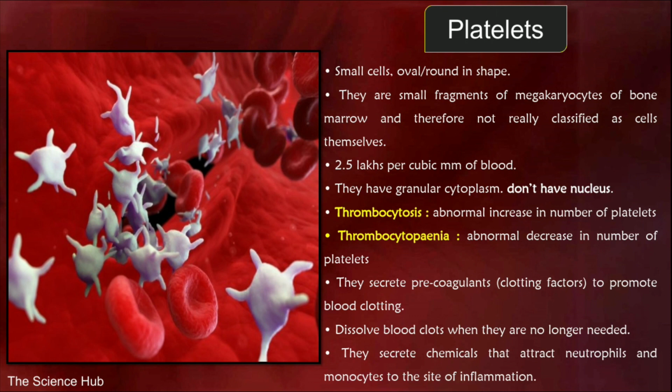Platelets, which are the final type of blood cells. They are small and oval in shape.